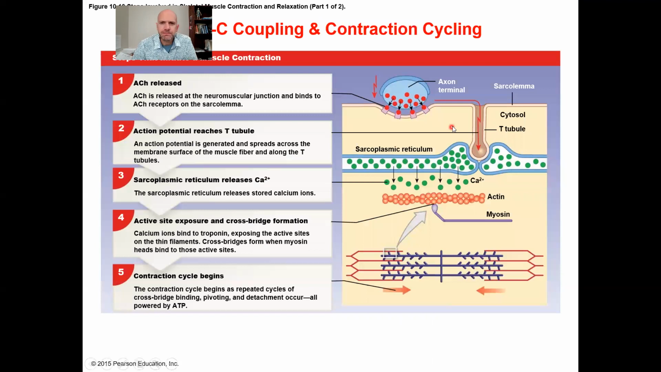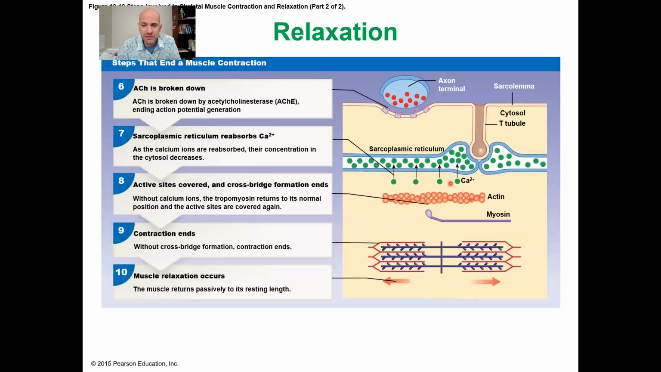All right. So we've gone through these two steps. We've gone through the excitation contraction coupling, from the neuron to the release of calcium. And then from calcium binding, we go through the cycling to produce more and more tension. At the end of contraction, we talk about relaxation.